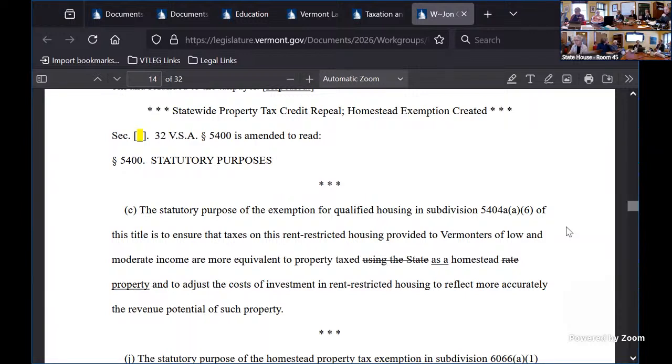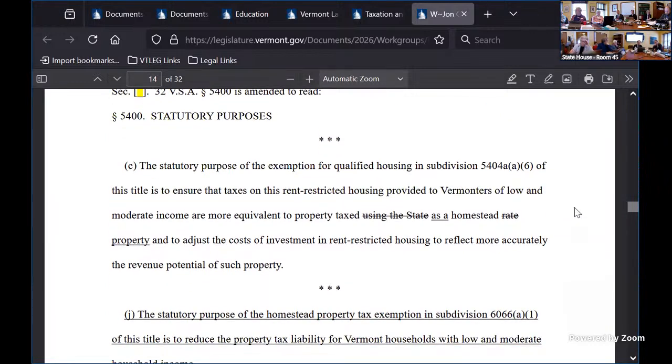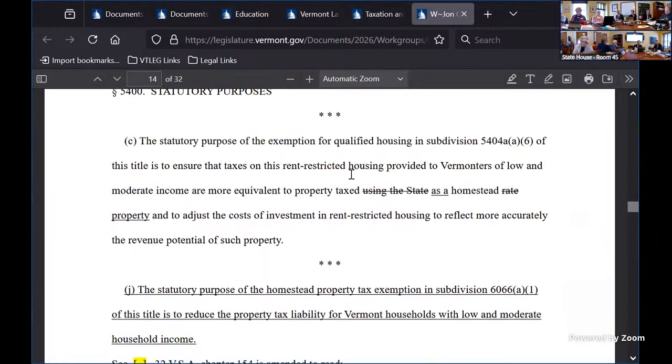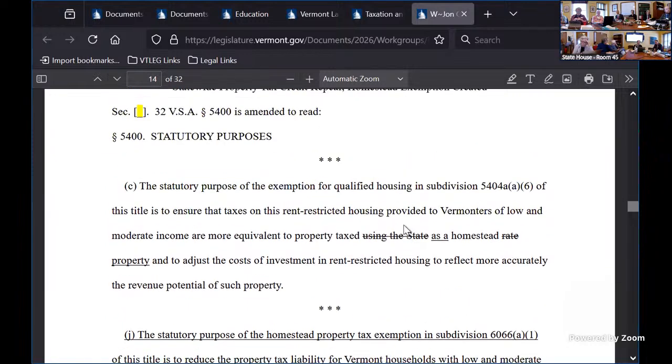Cool. So this next piece, we're out of the conforming revision section. There will still be conforming revisions here, but this is a substantive proposal. This is repealing the existing property tax credit and then introducing a homestead exemption. I think that this concept is likely familiar to you guys. I know that you've had Jake Feldman from the tax department come in and talk about proposals related to the PTC. So hopefully this will be familiar, but just to walk through some of the language that could accomplish that. This first piece you see here is just, we set out statutory purposes for any exemption.